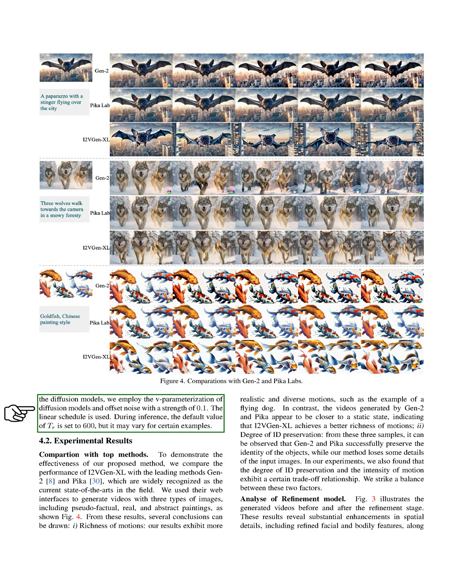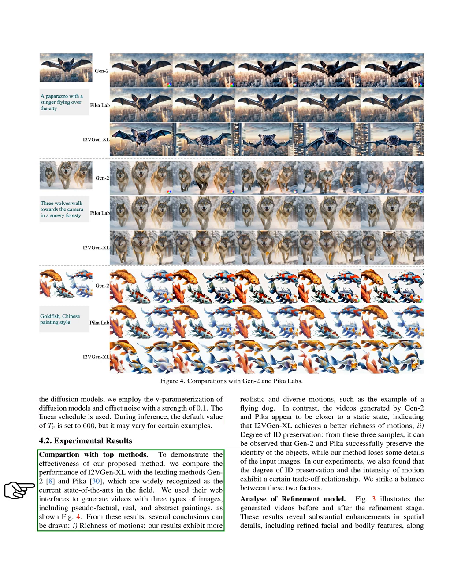For training the diffusion models, we use the V-parameterization of diffusion models and offset noise with a strength of 0.1. The linear schedule is used. During inference, the default value of noise scales is set to 600, but it may vary for certain examples.